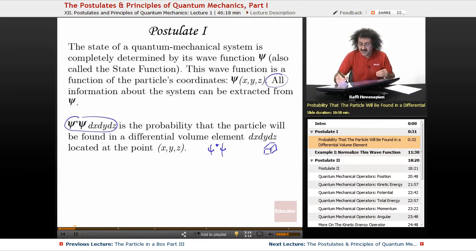At a given point x, y, z, let's say in the center of the box, this is just a differential cube. So it's the probability that the particle will be found in that particular little region in space, or in the interval, or in the square, whatever it happens to be. Once again, Psi star times Psi times dx dy dz is the probability that the particle will be found in a differential volume element, dx dy dz, located at that particular point x, y, z.